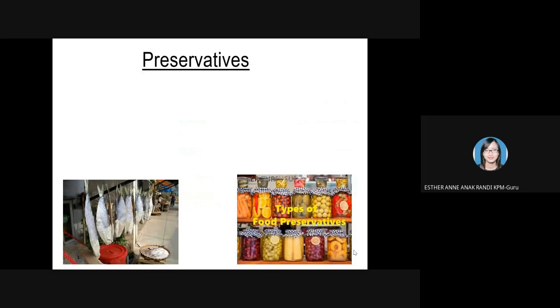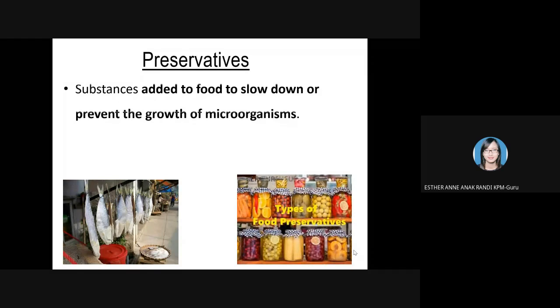So first one, preservative. Okay, why do we preserve it? Why do we preserve a certain type of food? For example, ikan masin ni. Kenapa kita masinkan dia? Kenapa kita tak biarkan saja? Yes, correct. To make it last longer. So preservatives are substances added to the food to slow down or to prevent the growth of microorganisms. Okay, so we preserve it using salt or other stuff.